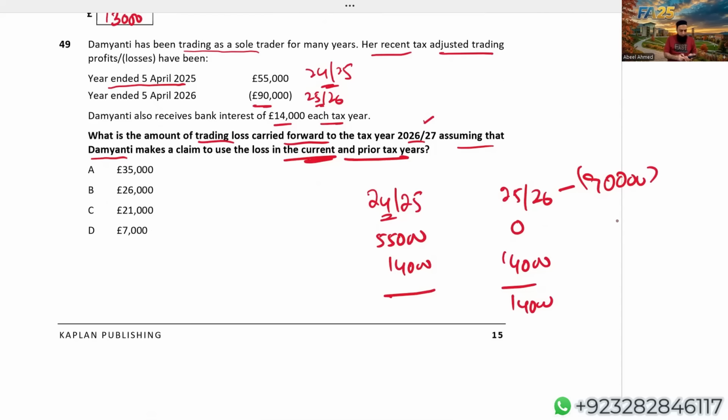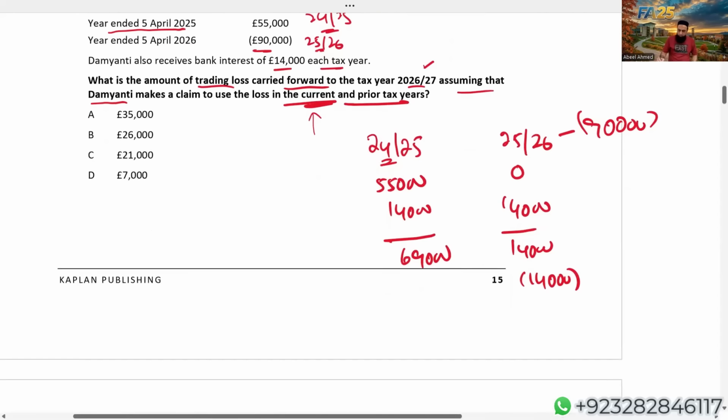55 plus 14, it becomes 69. Now the question says she'll be using the loss against the current year, meaning 14,000. We'll deduct the loss from here. Then we carry back the loss.